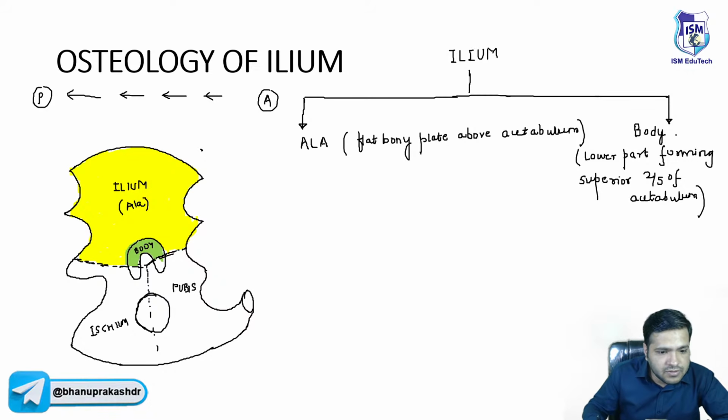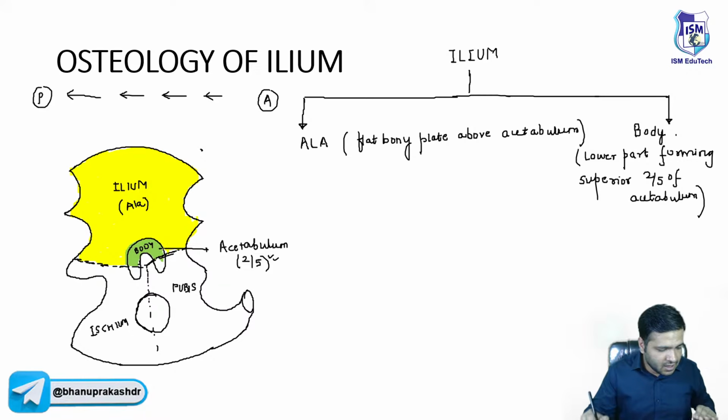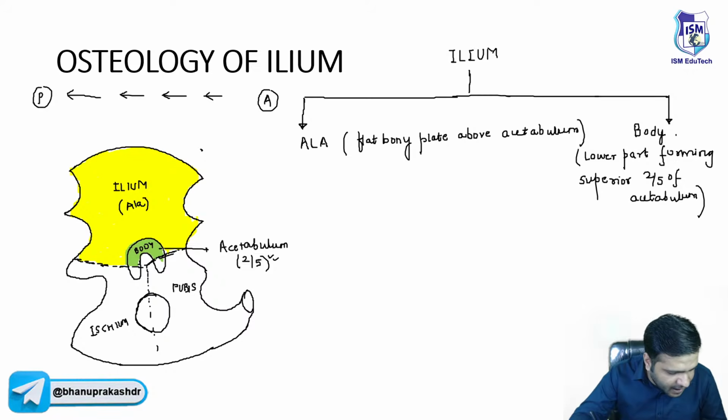So if I ask you, the 2/5 part of the acetabulum, it is formed by. I want answers in the chat box. 2/5 part of the acetabulum, it is formed by, चलो फटाफट से आंसर बताओ.